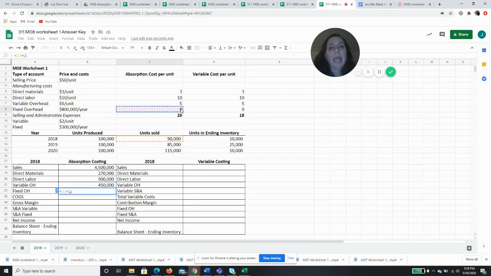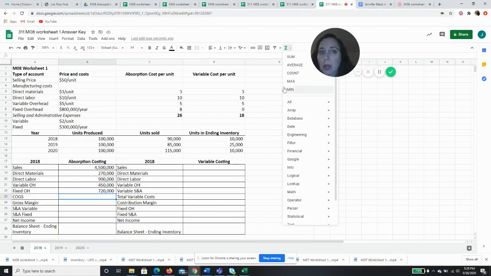Now, if you remember, we calculated the $8 a unit by dividing the 800,000 a year by the number we produced. That was to figure out what our overhead allocation rate was. But when we put it on the income statement, it is multiplying that $8 by the number of units we sold. All right, you got it. I don't need to be obnoxious anymore, which doesn't mean I won't be, but I don't need to be.